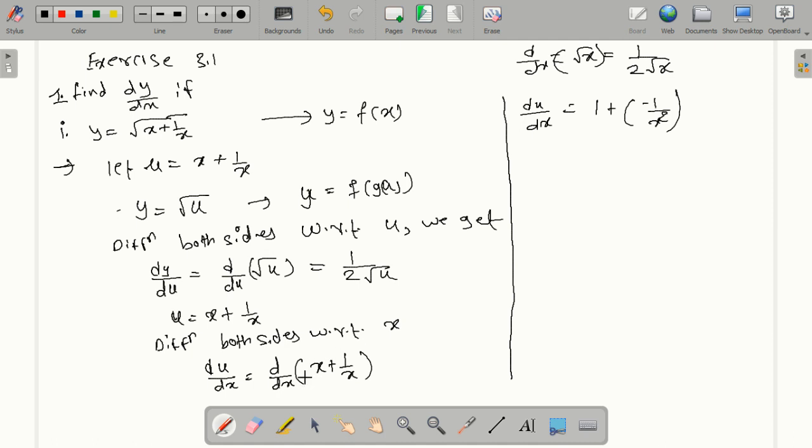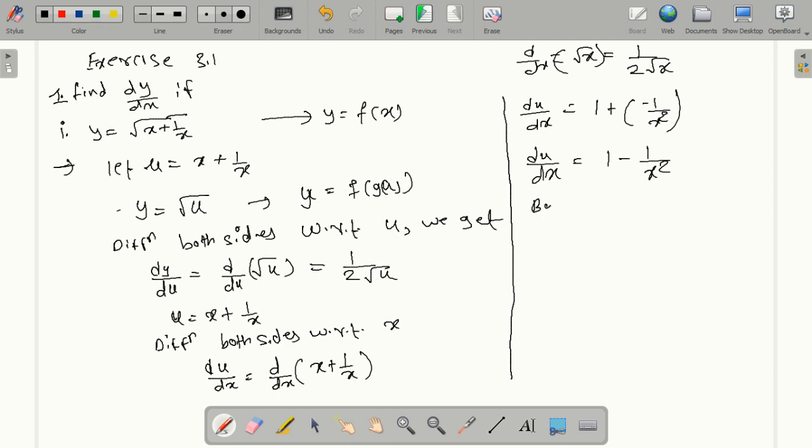We know that in the second class we learned that the derivative of y is equal to u plus v is given as dy by dx is equal to du by dx plus dv by dx, right? So we have just performed the derivative. The derivative of x is 1 and the derivative of 1 upon x is minus 1 upon x squared. So du by dx is given as 1 minus 1 upon x squared.